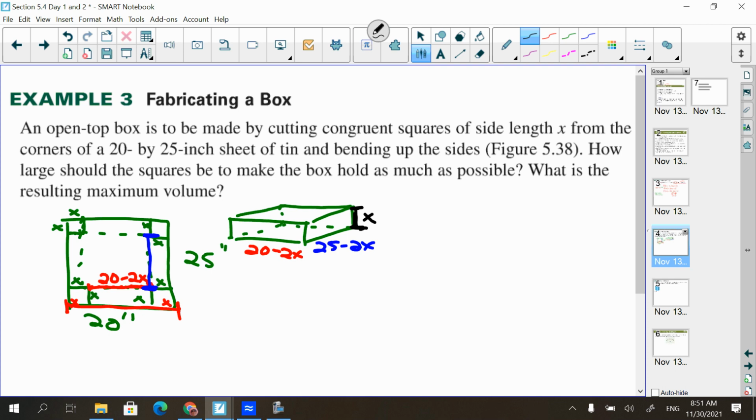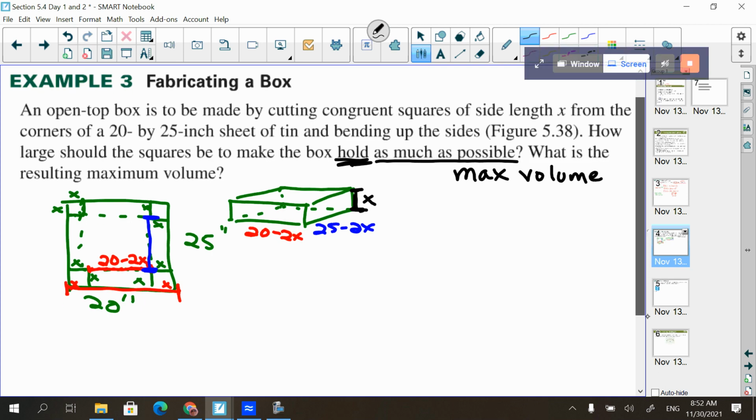So we've read the problem. We haven't even finished reading the problem. How large should the squares be to make the box hold as much as possible? So we want the maximum, and they're hold as much as possible. That's the maximum volume. So it's not the maximum x length, it's the maximum volume. Okay. And what is the resulting maximum volume? So we're finding x, and then also what that volume would be.